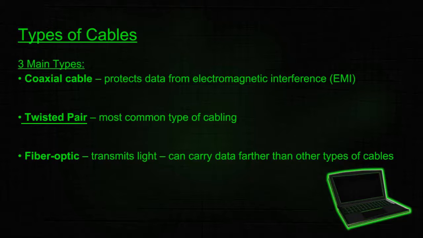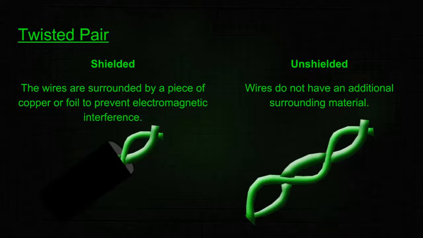Twisted pair is the most common type of cabling. Wires are twisted to reduce interference. The more that the cable is twisted, the more it reduces the interference. This type of wire also transmits electricity. Fiber optic cables, on the other hand, transmit light and can carry data farther than the other types of cables.